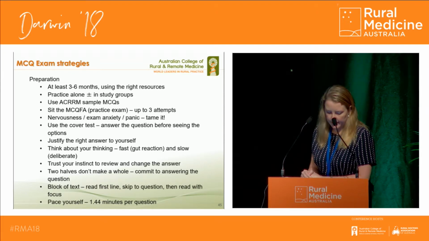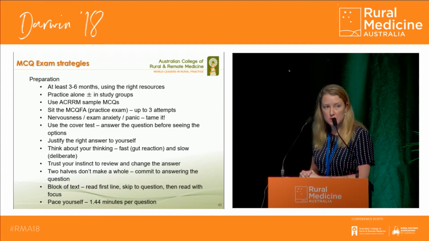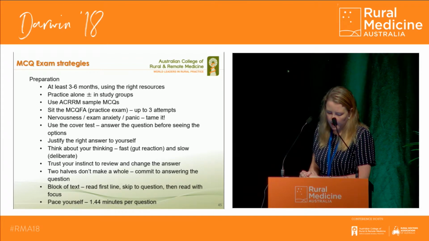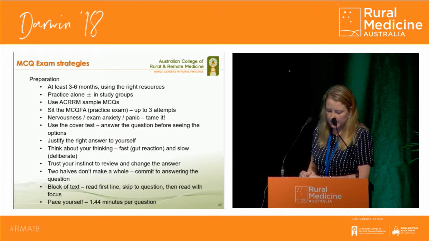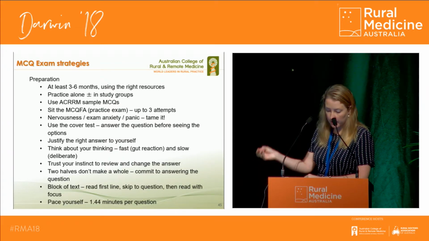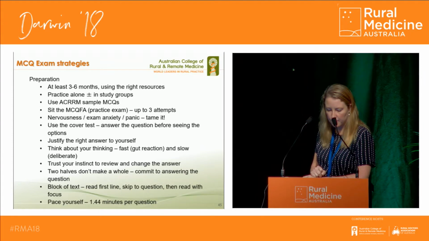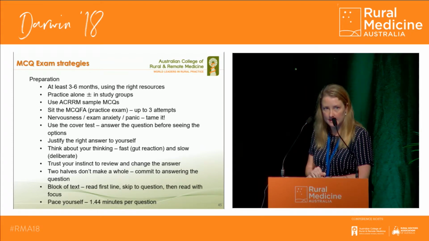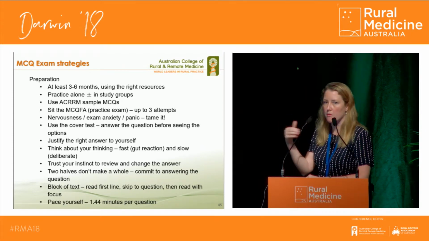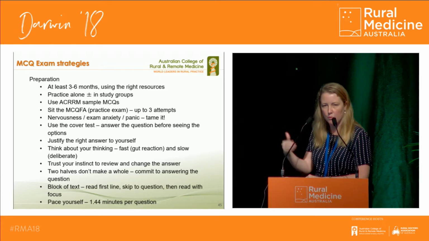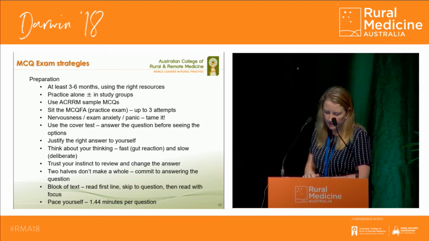If you have a block of text, when faced with a really long question or a block of text, read the first line, then skip down to the end to find what question is asked to get your bearings, and then you'll have a focus and a strategy for hunting through the lengthy text to arrive at your answer. So you're reading it through a lens or through a frame. You understand why it is you're reading the stem.